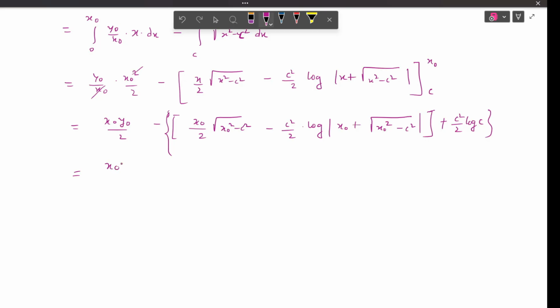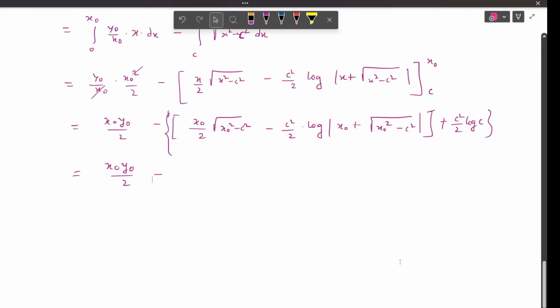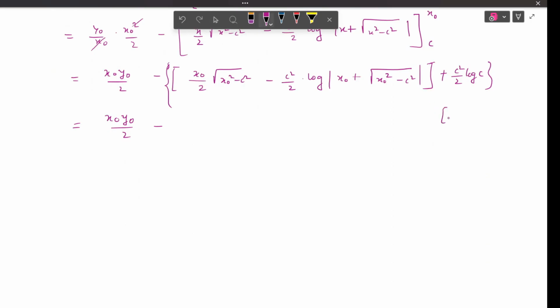Now let us solve x naught y naught by 2 minus, this would be, see, we know that the curve is x square minus y square equals c square. So if you put x naught y naught there, it would be x naught square minus y naught square equals c square. So x naught square minus c square would be y naught square, and the square root is y naught.